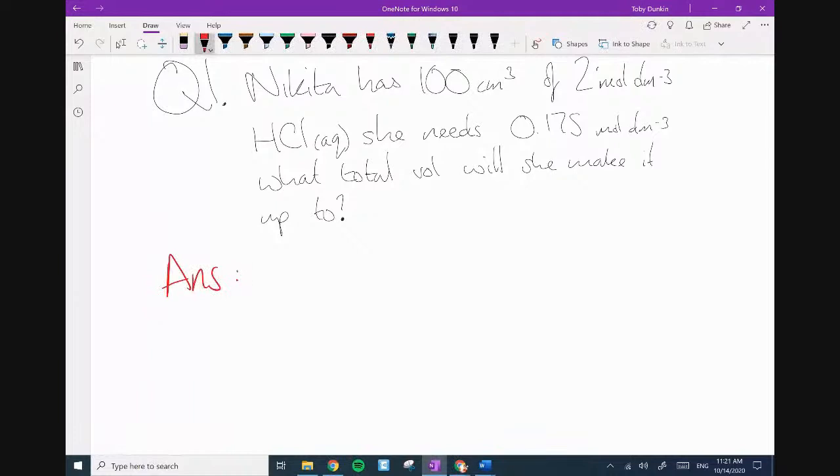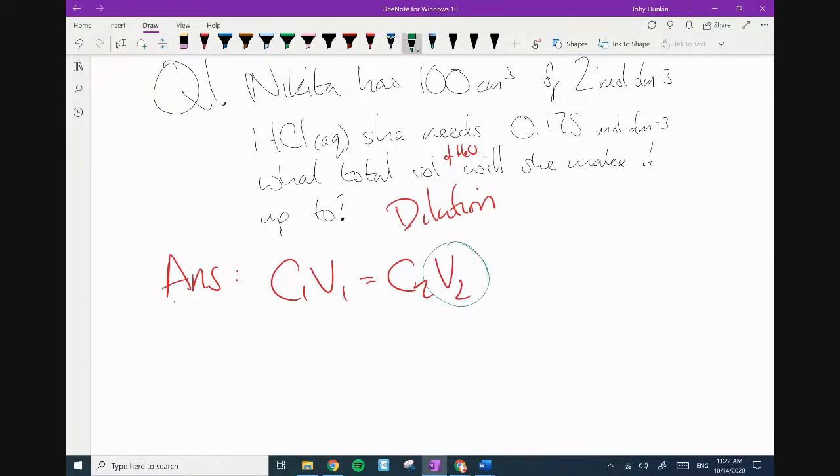Right, it's a dilution. I'm adding water to it. She needs what total volume, I'm going to put of water, will she make it up to? We're adding water. This is clearly a dilution. Okay, so C1V1 equals C2V2. The question is asking me for the new total volume. So I'm now going to reorganize for it. Therefore, C1V1 over C2 gives me V2.